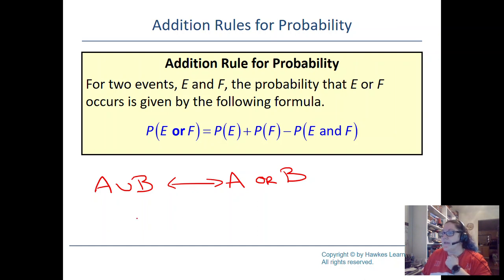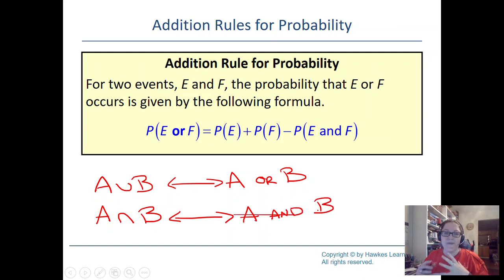The other one is basically A intersect B. An intersect means they have to share something in common, which is going to be A and B. So what exactly do they have in common only? Okay, so for two events E and F, the probability of E or F occurring is given by the following formula: the probability of E or F equals the probability of E plus the probability of F minus the probability of E and F happening.